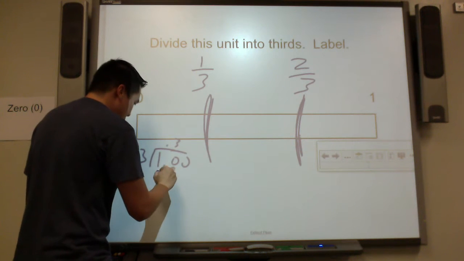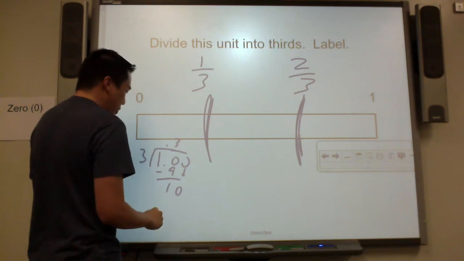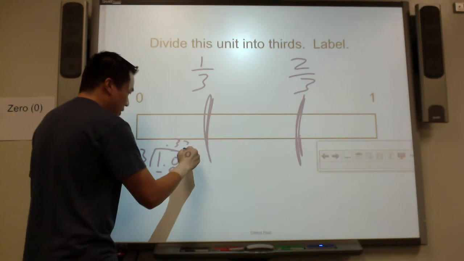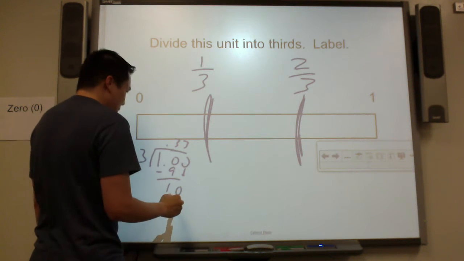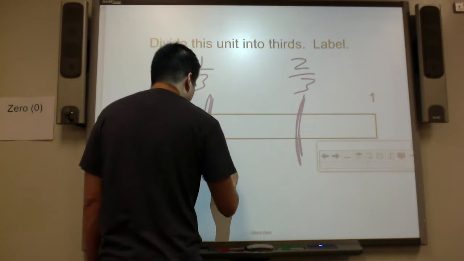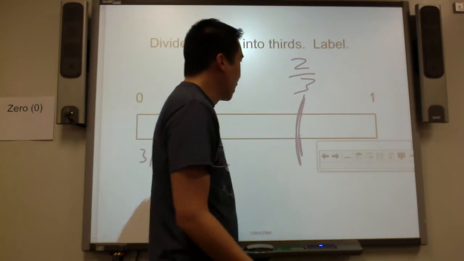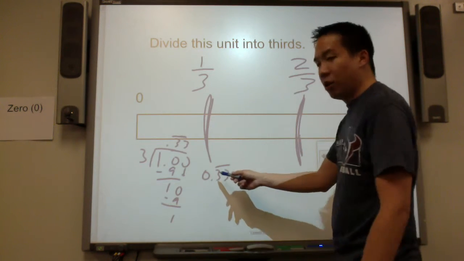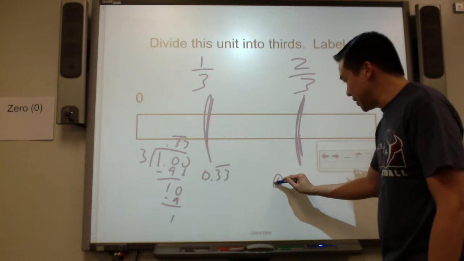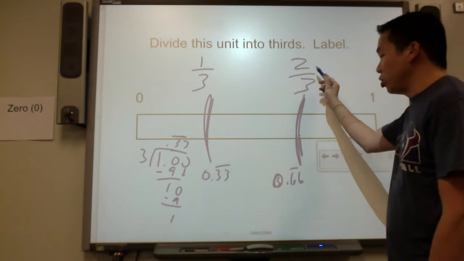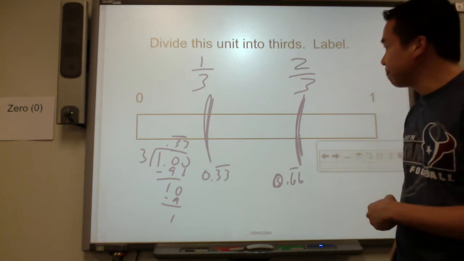3 times. Remainder is 1, bring down the 0. Can 3 go into 10? 3 times. It looks like it's repeating, so it is 33 hundredths. 2/3, or you double that, it'd be 66 hundredths. So 2 divided by 3 is 66 hundredths.